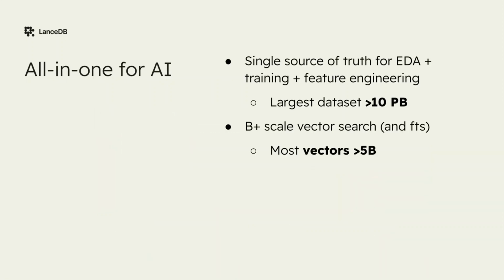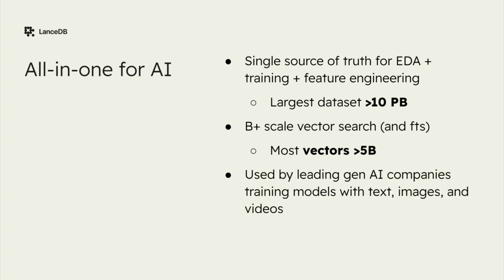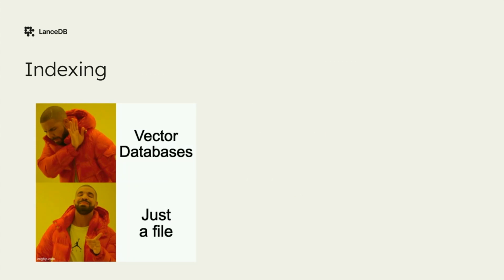So it's a single source of truth for EDA, training and feature engineering. So the largest dataset we've seen in the wild for Lance is about 10 petabytes, and it supports billion scale vector search. I think the most vectors we've seen is around 5 billion or so. And right now it's used by leading Gen AI companies training models on text, images, and also video.